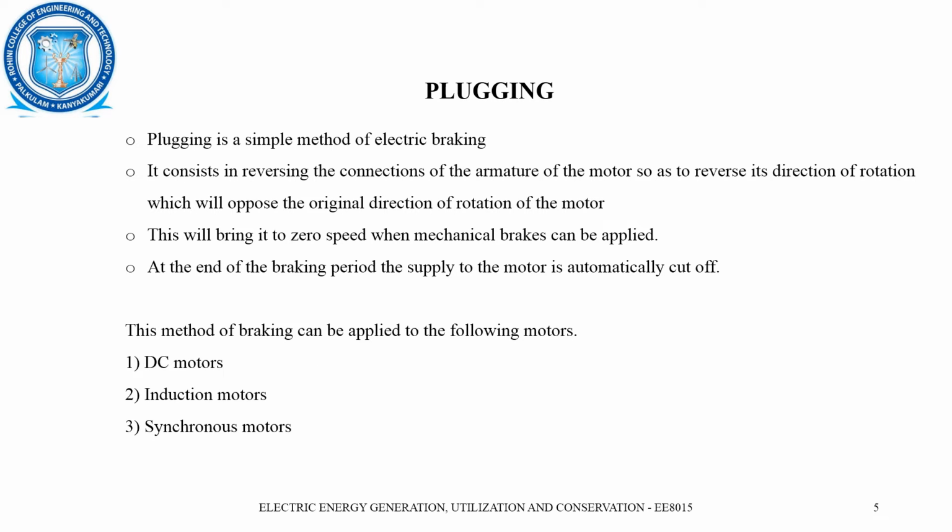Plugging is a simple method of electric braking, which consists in reversing the connections of the armature of the motor so as to reverse its direction of rotation. Obviously, this opposes the original direction of rotation of the motor, so the speed gets reduced and reaches zero when the mechanical brakes are applied. At the end of the braking period, the supply to the motor is automatically switched off. This method of braking can be applied for DC motors, induction motors or synchronous motors.